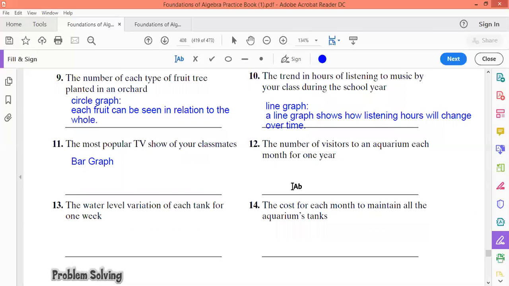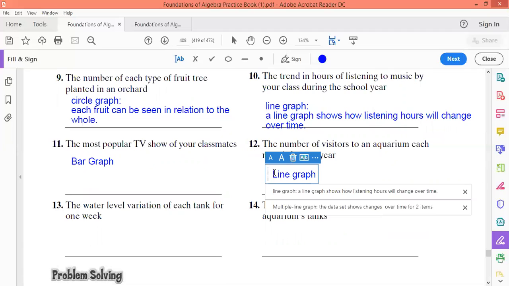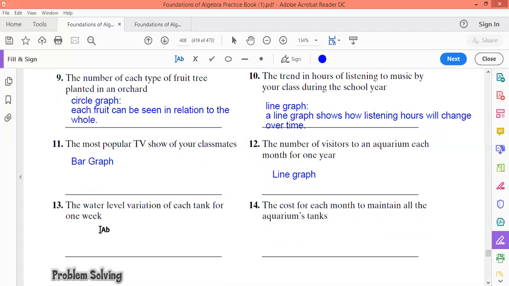The number of visitors to an aquarium each month for 1 year. Line graph. The water level variation of each tank for 1 week. Line graph.